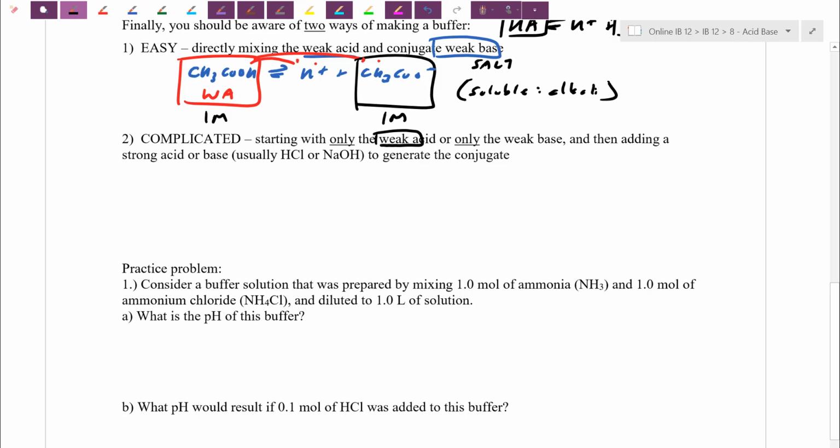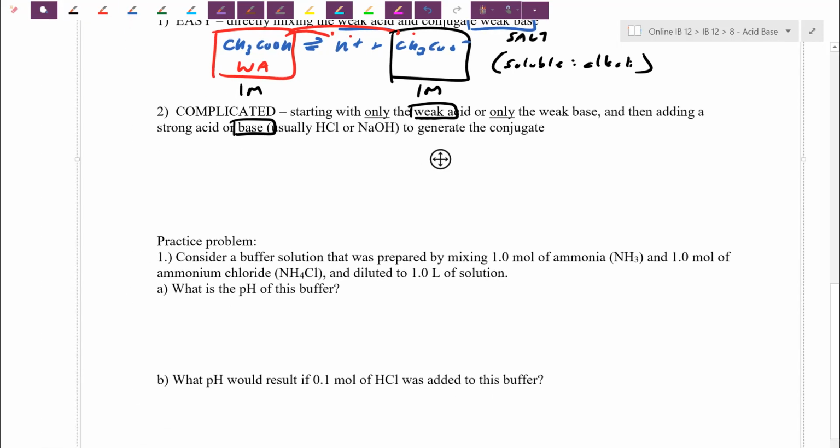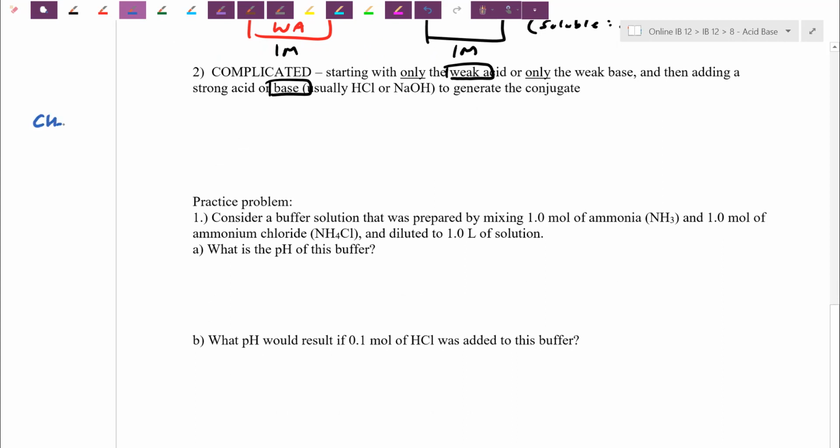So what I'm doing here, as I'm creating the buffer system, I'm starting with the weak thing, weak acid. I'm going to add in a strong base to force some of it to neutralize. Or if I have a weak base, I'm going to add in a strong acid, usually HCl or NaOH, just to produce the conjugate. So this is how this part looks like here. Overall, my equation is going to be CH3COOH. Because this one here is currently a weak acid, I want to neutralize some of this weak acid. So neutralizing it, I'm going to add in a strong base. This one here is going to be a one-way arrow because this is just a neutralization reaction. Basically, the hydroxide starts killing off some of the H+.